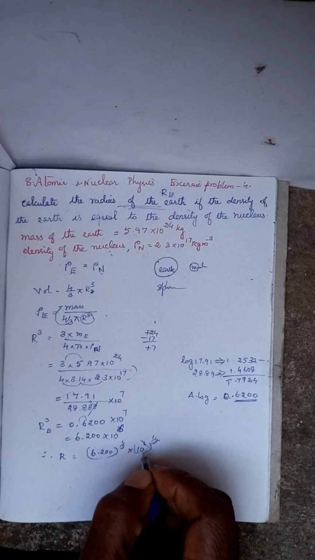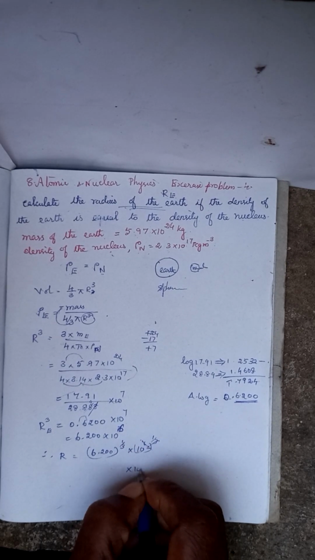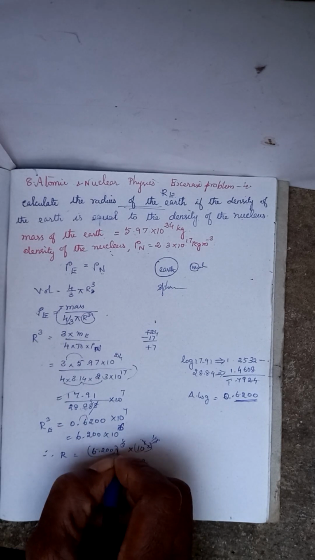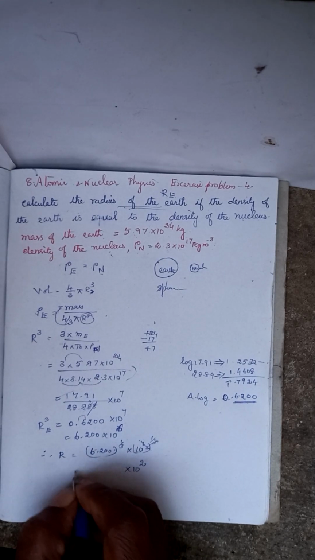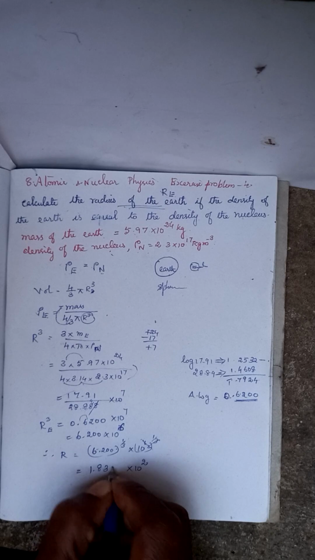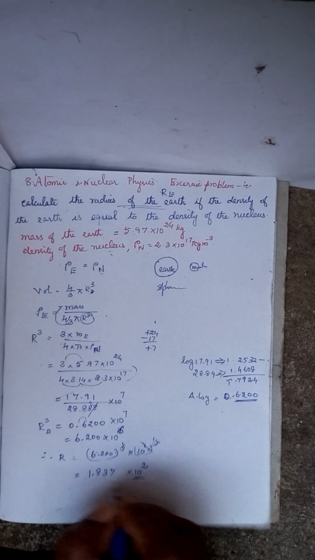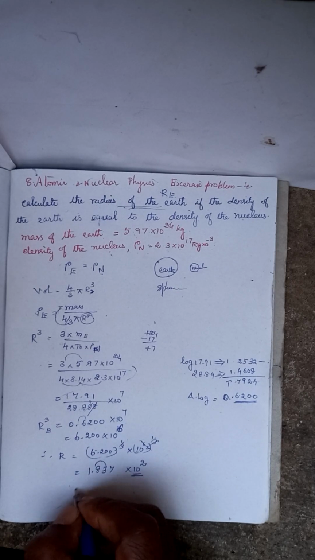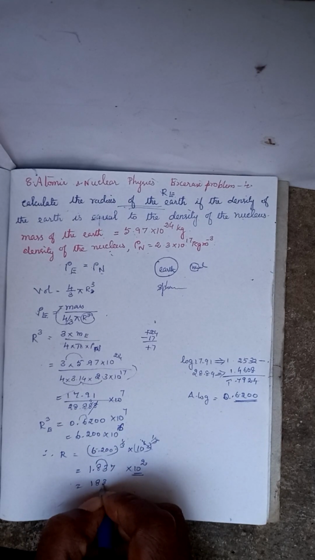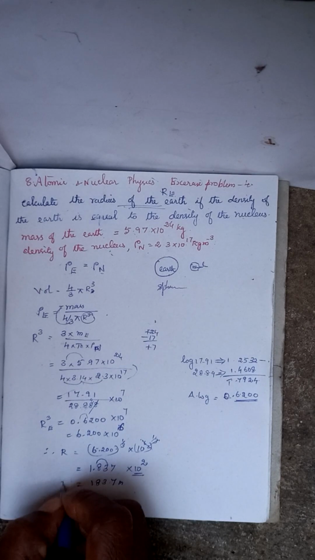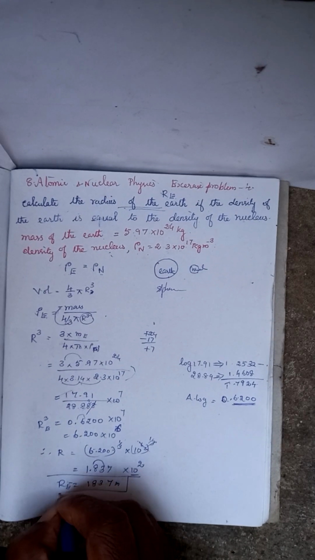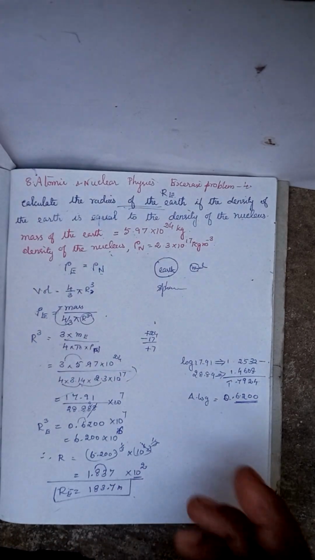So 10 raised to 6 raised to 1 by 3 gives 10 raised to 2. Then 6.2 raised to 1 by 3, its value is 1.837. So 10 raised to 2 is nothing but 100, so you have to shift two digits. That is equal to 183.7 meter. So radius of Earth is 183.7 meter. Okay, thank you.